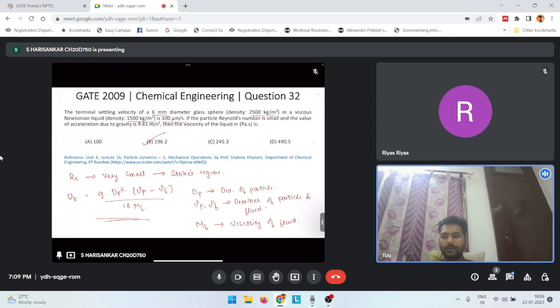So again, this is a direct application question where you just directly apply the terminal settling velocity, and the only unknown here is the viscosity mu f. You just substitute all the other values and find the viscosity of the fluid.